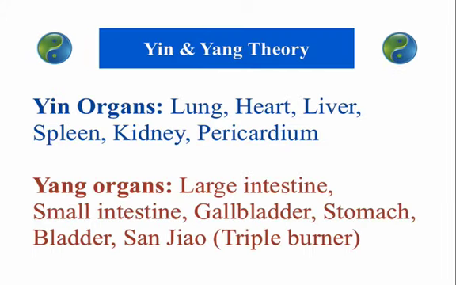When it comes to the yin yang theory in Chinese medicine, the yin organs are the lung, heart, liver, spleen, kidney, and pericardium, for specifically meridians, organs, and system. The opposite yang organs are the large intestine, the small intestine, the gallbladder, the stomach, the urinary bladder, and the sanjiao, in English called the triple burner, triple warmer, or triple heater.